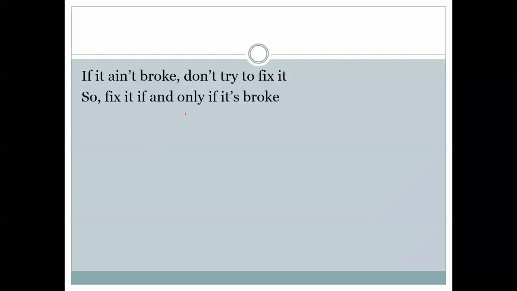What about this? If it ain't broke, don't try to fix it. So fix it if and only if it's broke. What does this look like? If not B, then not F. So F if and only if B, and that is invalid. Oddly enough, if you were to also have not F, then not B, you would have F if and only if B. Why? Because not F if and only if not B, these two are actually equivalent, right?